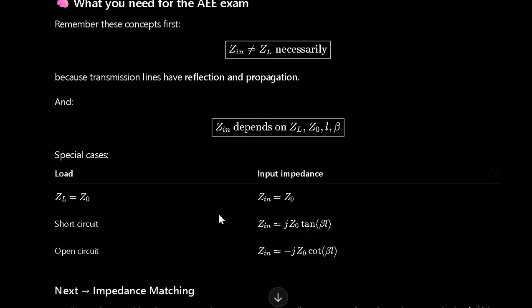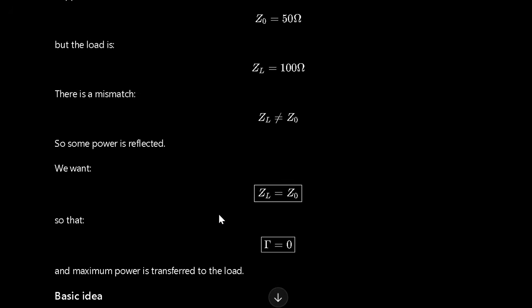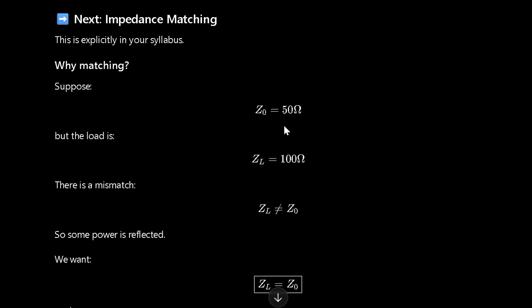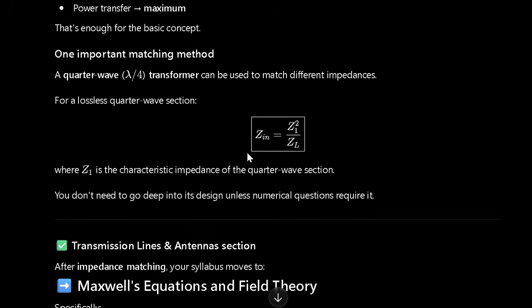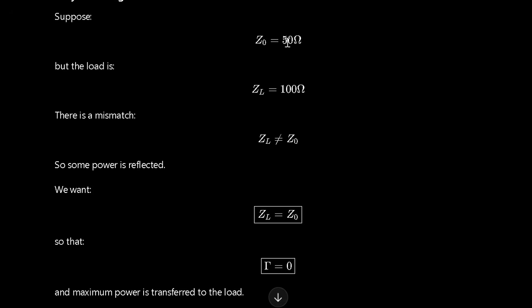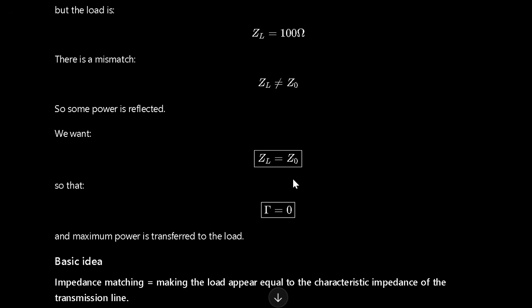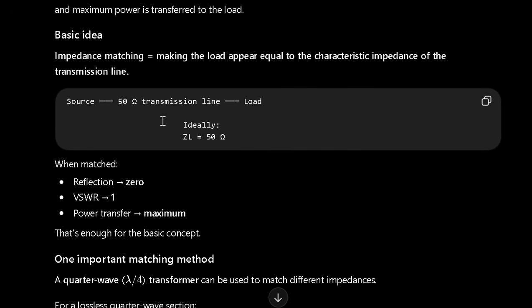For example, look at this. Suppose we have source impedance 50, ZL is 100. ZL is not equal to Z0. We want ZL equal to Z0. So the basic idea is we replace the transmission line with 50 ohms impedance. Means increasing the length means the impedance we see is a 50 ohms transmission line.